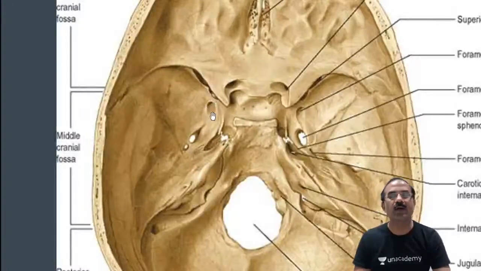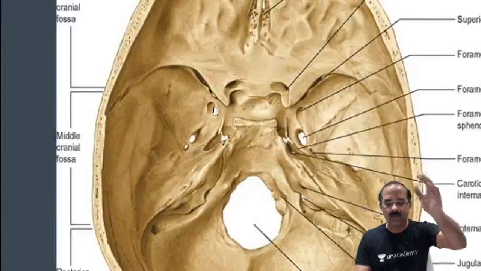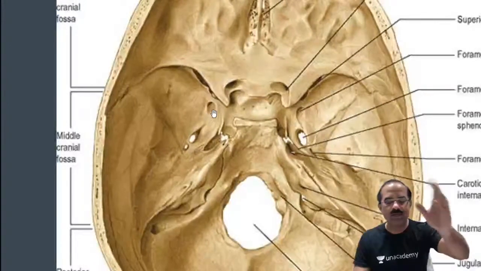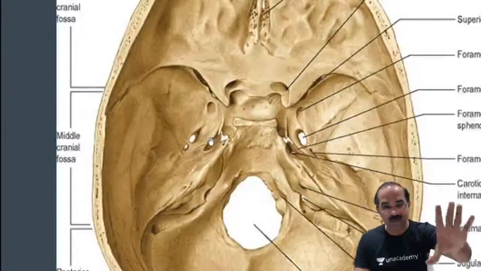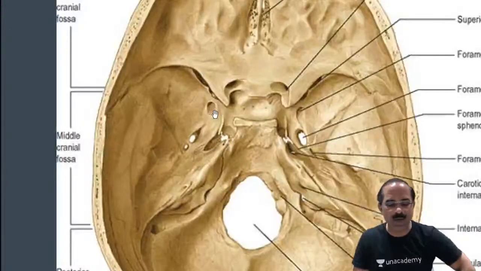This is the foramen rotundum. And what passes through the foramen rotundum? Anyone? What passes through the foramen rotundum? Maxillary nerve. Very good. Foramen rotundum and maxillary nerve.